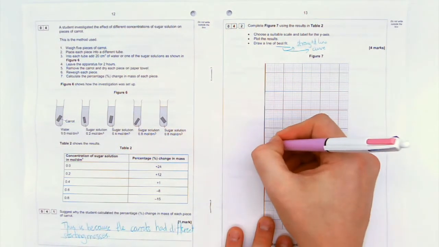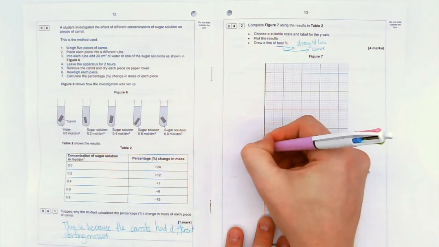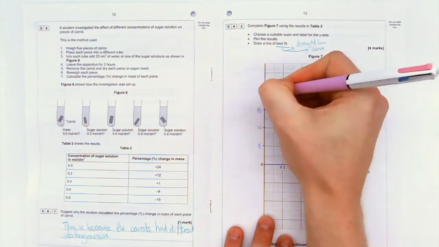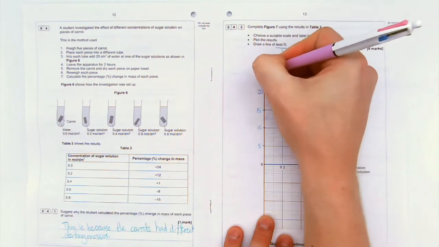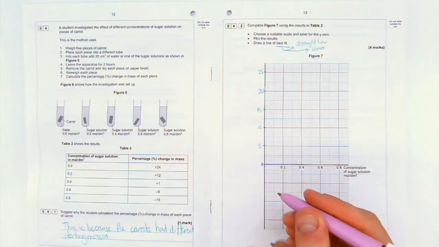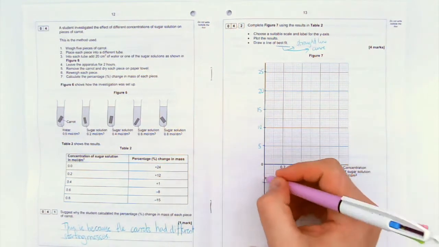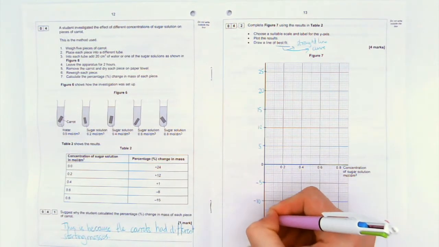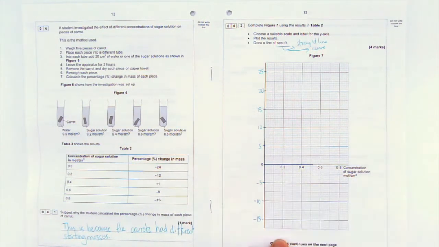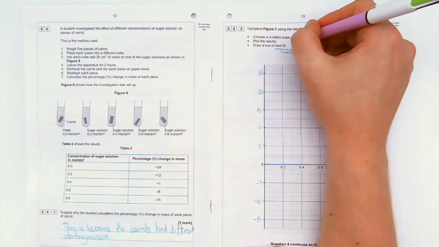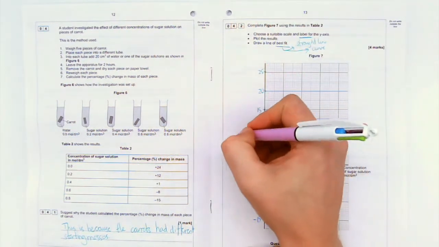So, 5s does fit. So if I have a 5 here, 10, 15, 20 and 25. Now it's a bit rubbish of me, because I should really be using a ruler and pencil. I will use a ruler, but I'm not using pencil. It shows up a little bit easier on the camera. That's my scale. Very often people miss that label. So what is it? It's the percentage change in mass.